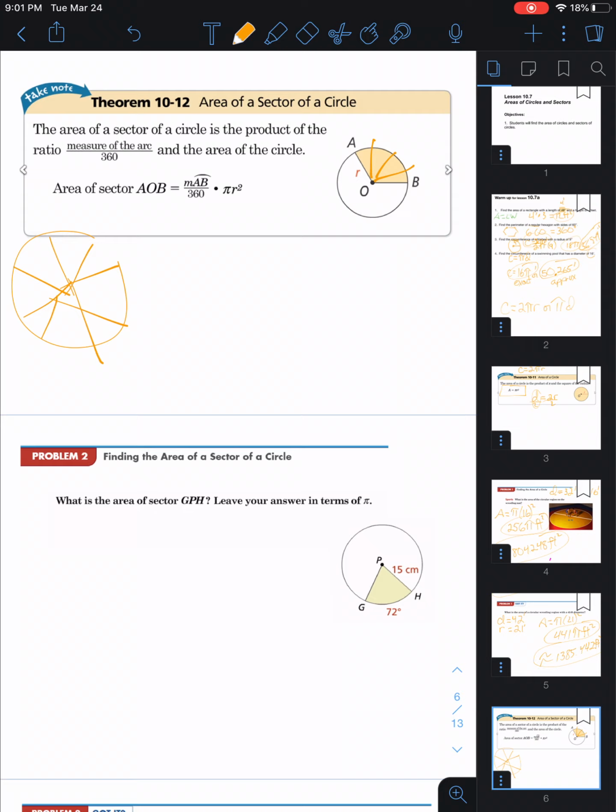Let's look at the pizza idea. The measure of the arc, this arc here, AB, over the entire circle. So it's really a portion over the entire, or a proportion. You get the proportion of the crust being used over the entire crust in the pizza, times the area, pi r squared, of the pizza, and that gives us the area of this thing called the sector.